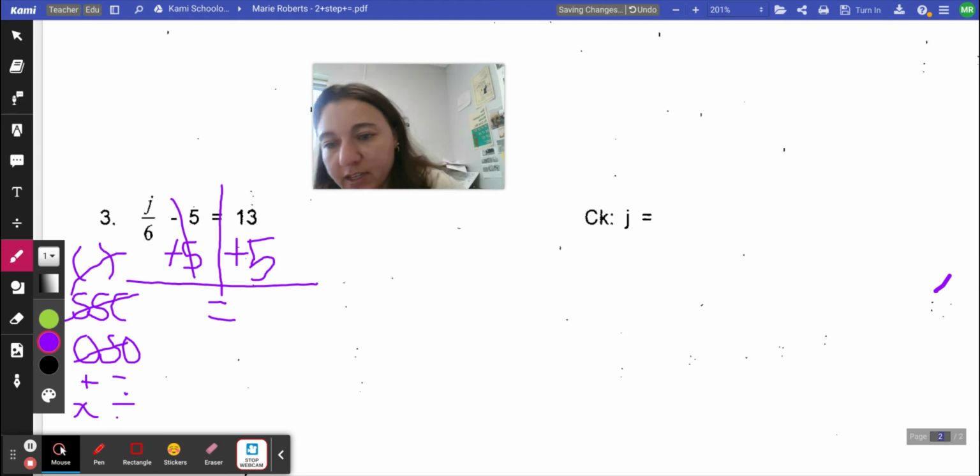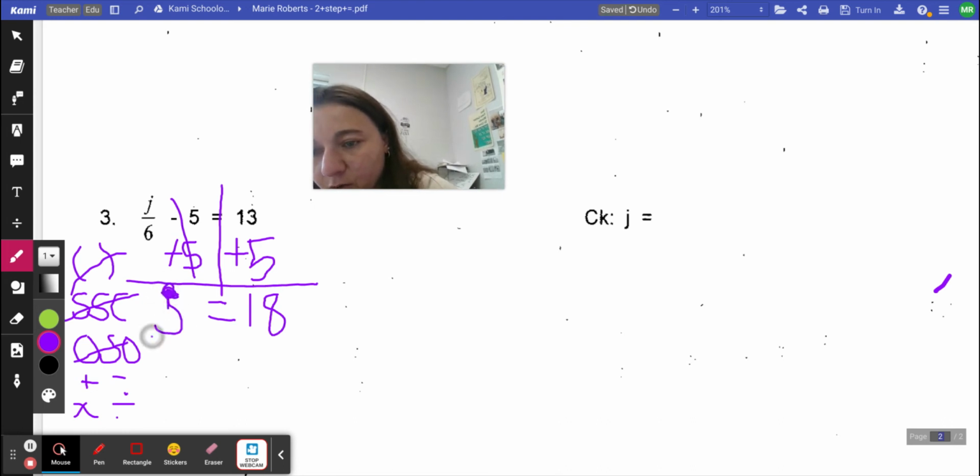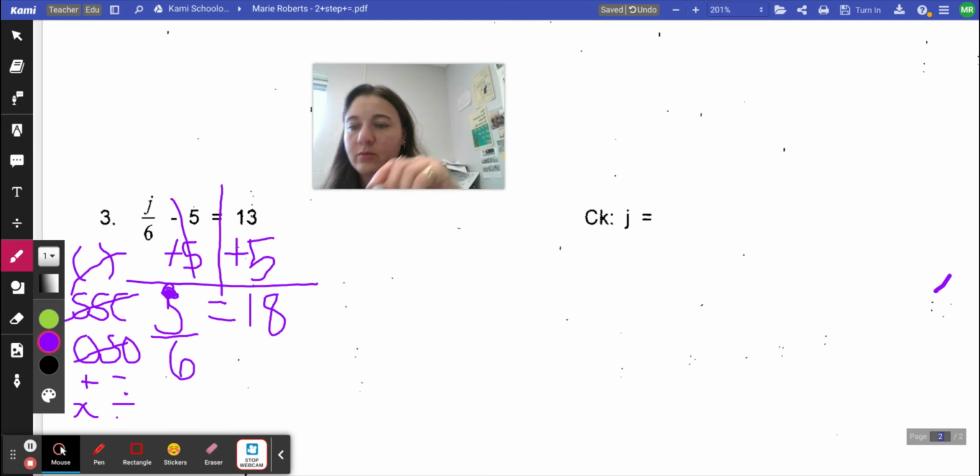13 and 5 make 18. And I drop it like it's hot with everything it's got. It's j over 6. Ooh, that is an ugly j. Well, it's not art class, it's math class, right? J over 6 is 18. So I just did the plus minus step.